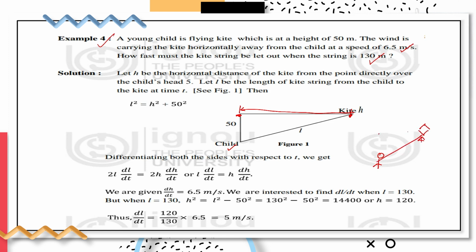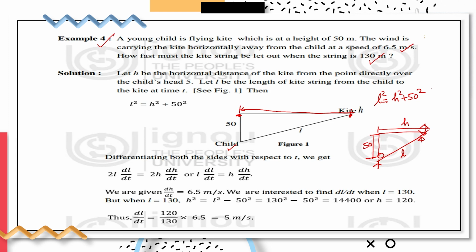So, we say that the vertical distance is 50 and the horizontal distance is h, and say this length is L. Then applying the Pythagoras theorem, you can always say hypotenuse square is equal to base square plus height square, that is L square equals h square plus 50 square.